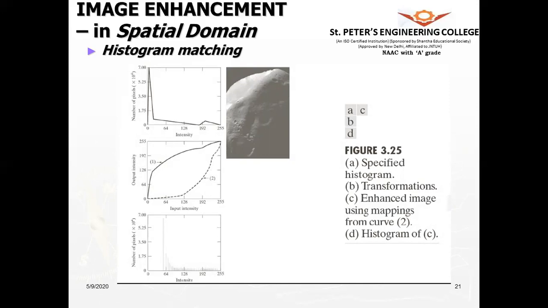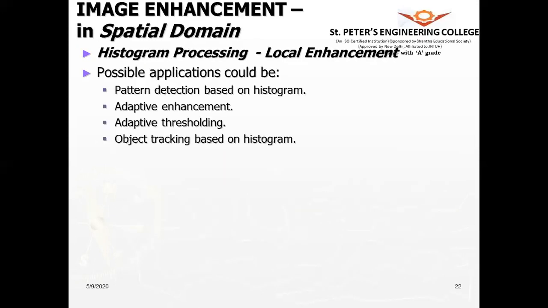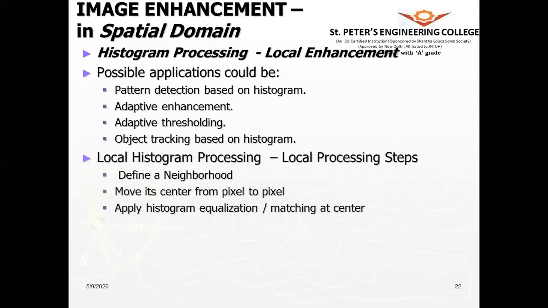Now both these are global operations where we are not confining to a region. So this is for the entire image we are performing. Next, we can have the local enhancement also. Why we should go for this local enhancement is we can use it for pattern detection, for adaptive enhancement, for adaptive thresholding, and even for object tracking that is based on histogram. So what are the steps involved in this local histogram processing?